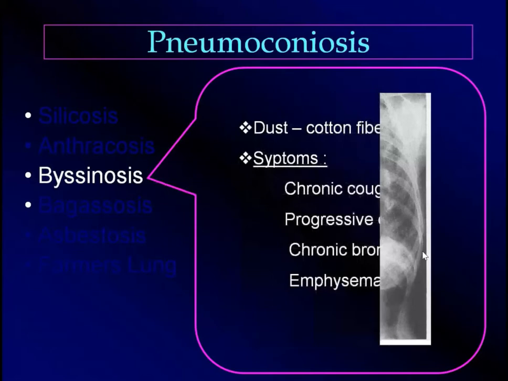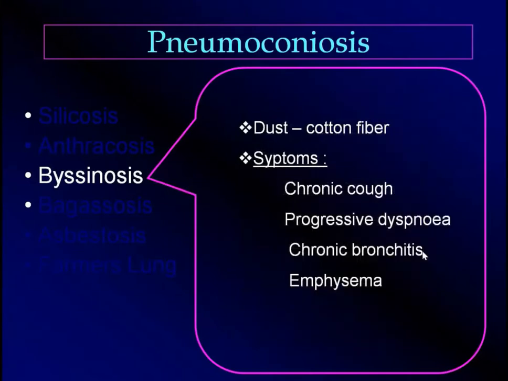So next is byssinosis. Byssinosis is the disease caused by the dust particles produced from cotton fibers in the textile industry, where it is most common. The common symptoms presented here are chronic cough, progressive dyspnea, and chronic bronchitis, and finally the patient will end up with emphysema. So these are the common symptoms associated with byssinosis. Byssinosis is basically caused by cotton fiber dust.